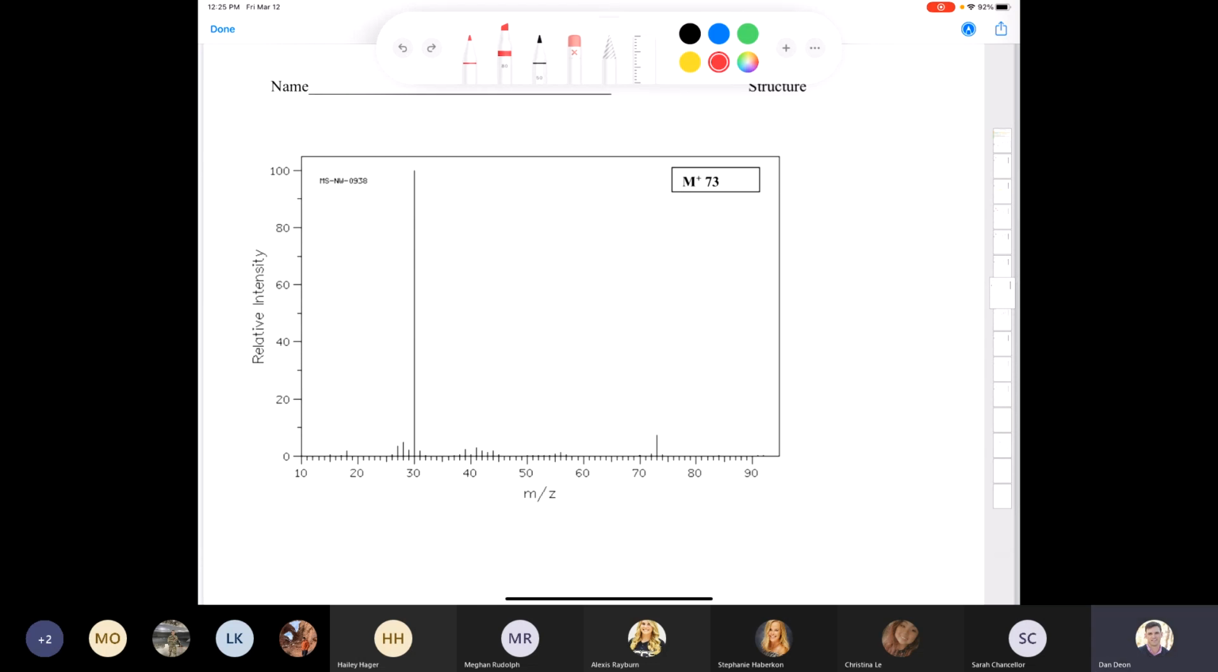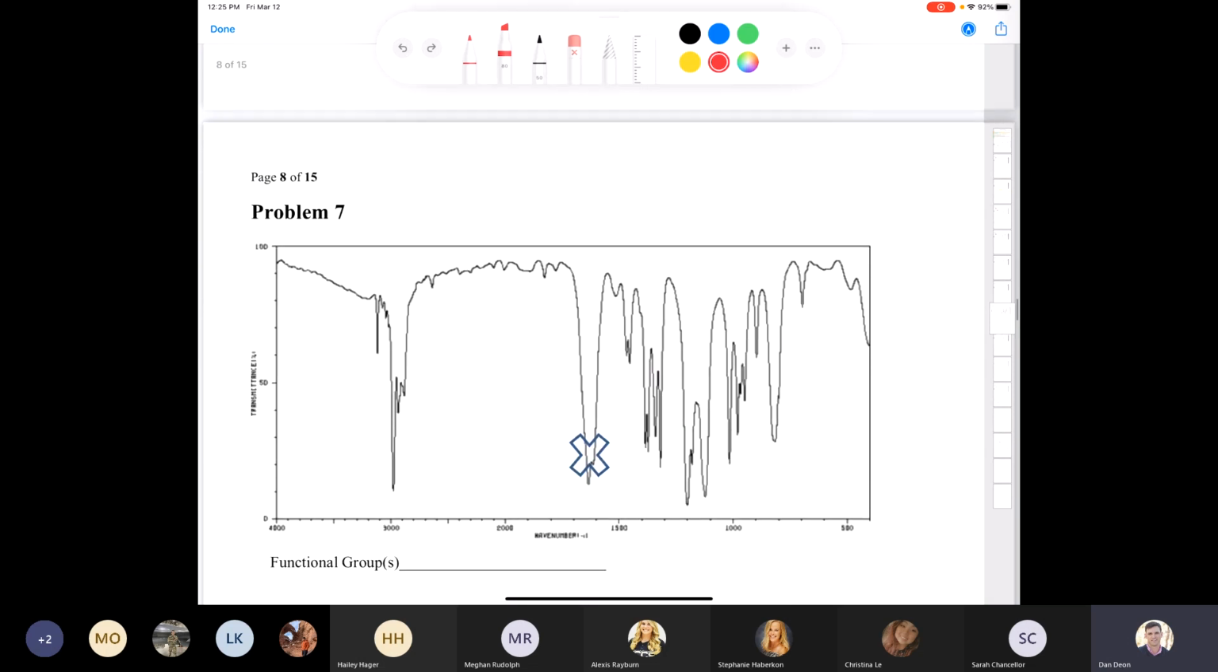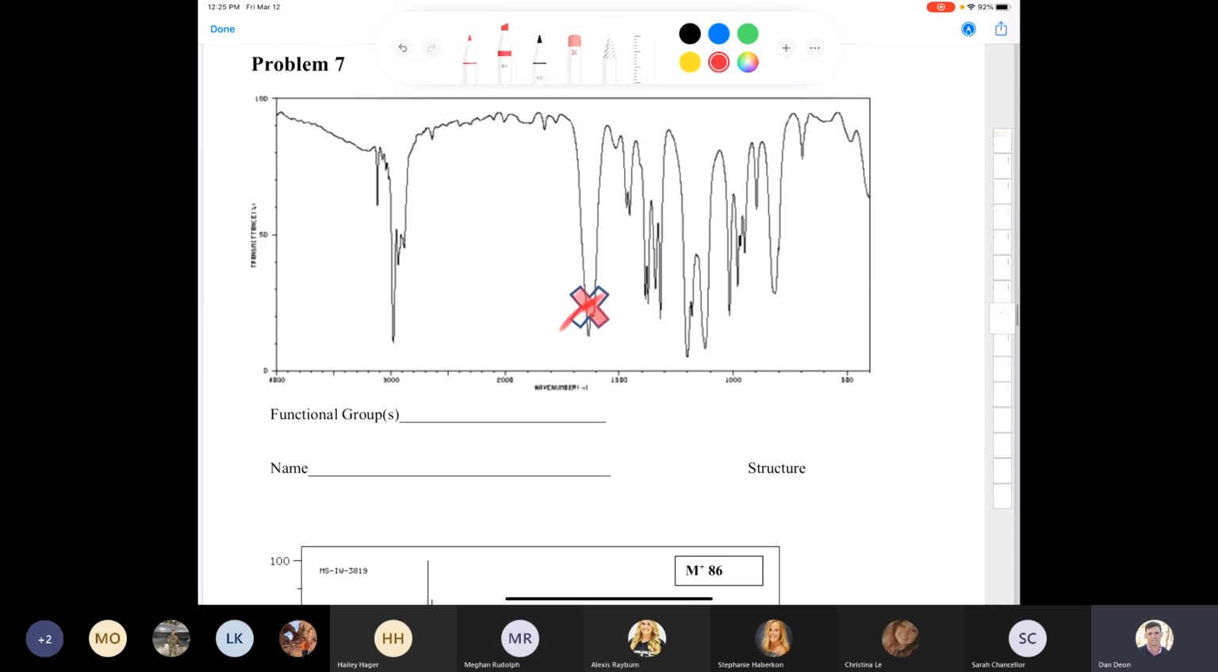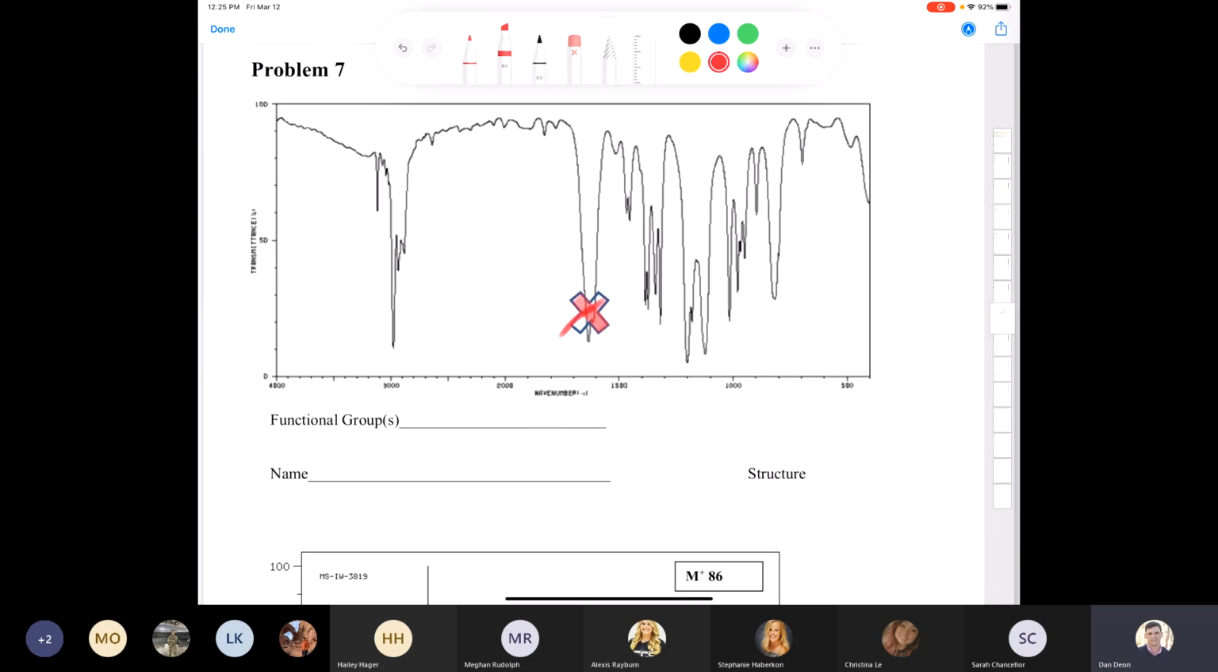Pretty simple mass spectrum here. We have a molecular ion, then we have one fragment, or one base. The base peak is basically the only fragment in there. The next one, you notice that there's a big peak that's crossed out in there. Now, if you're thinking, what is that? Well, what's causing that? It's probably an impurity that was run in the sample.